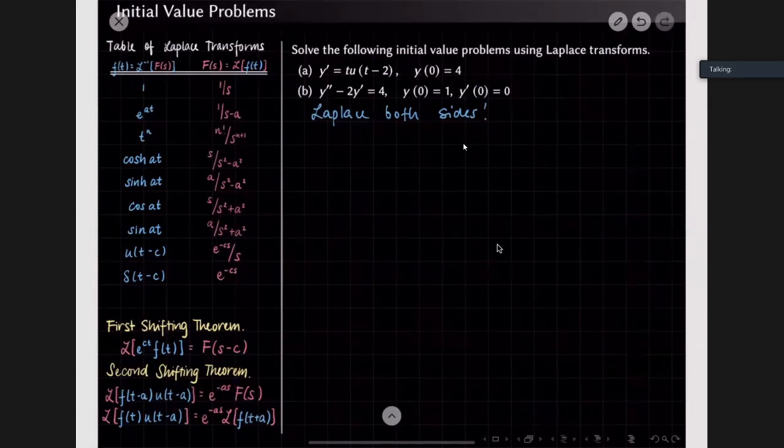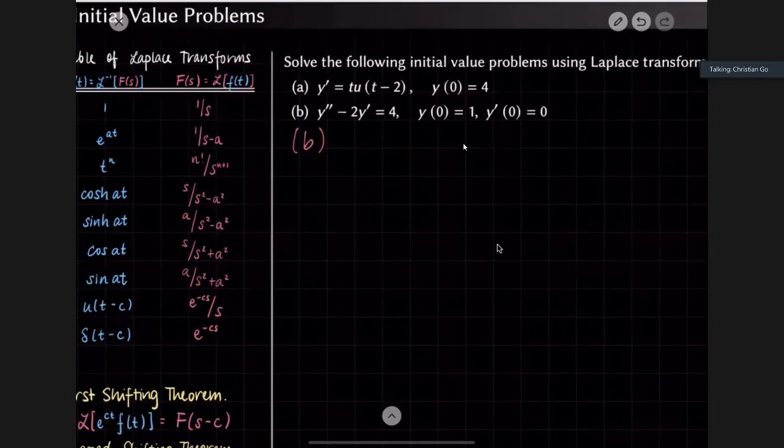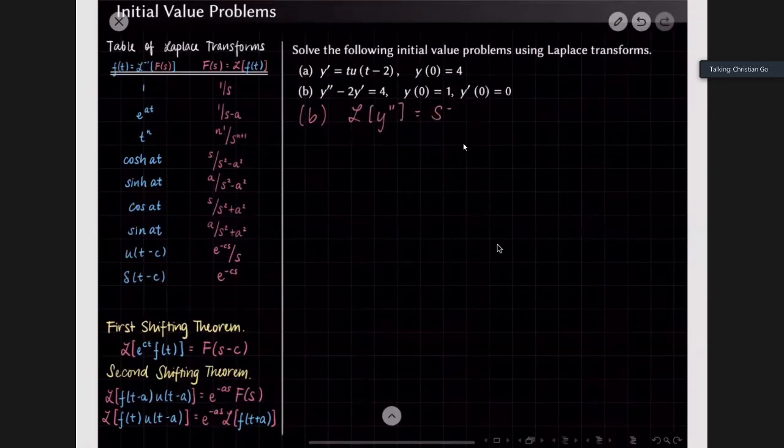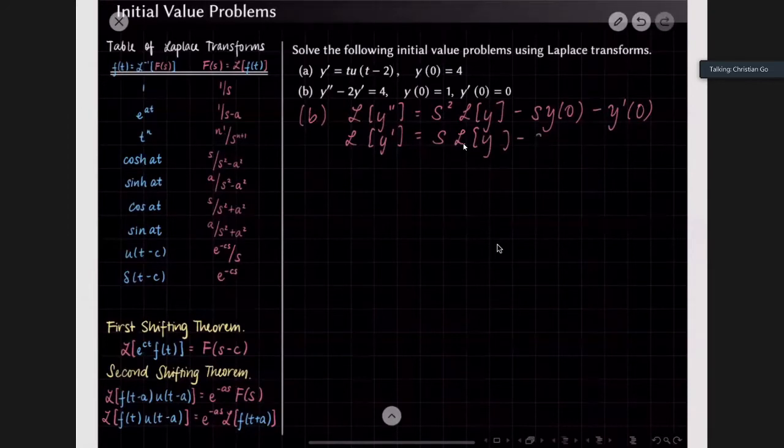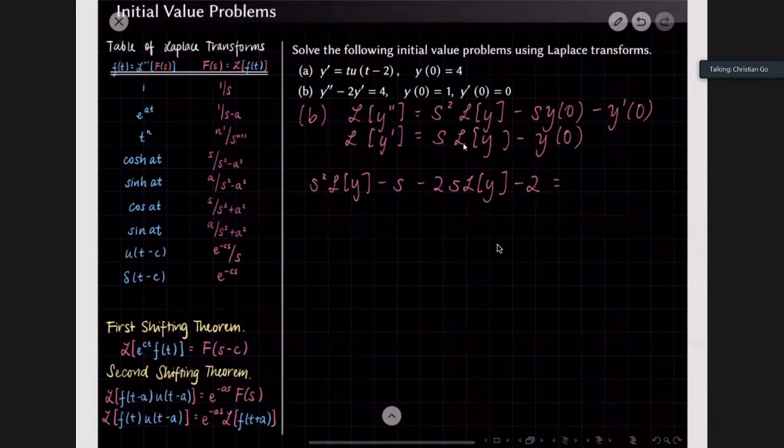Okay, we're going to do B. I'm going to take the Laplace of both sides. The Laplace of y double prime is s squared L(y) minus s y(0), decreasing powers of s, minus y prime(0). And L(y prime) is equal to sL(y) minus y(0). So now I'm ready to take the Laplace transform of both sides. Y double prime gives s squared L(y) minus s, since y(0) is 1, minus y prime(0) which is 0, minus 2 times the Laplace transform of y prime, so sL(y) minus 2 because of my y(0), is equal to the Laplace transform of 4 over s.